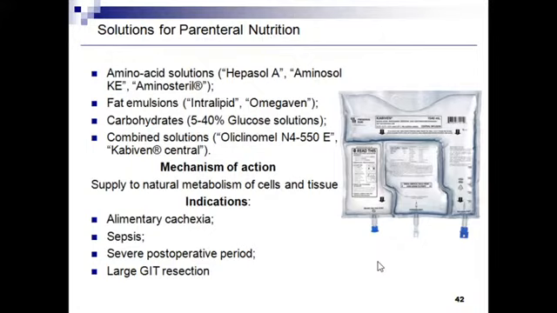In our country, the percentage of the glucose varies from 5 to 40%. Commonly used is the 5% solution, which is isotonic. In severe states, we can use hypertonic solutions of glucose, or we can use combined solutions, for example polyclinamel and tolune central. The mechanism of action is very simple to understand: it is a supply to the natural metabolism of cells and tissues.